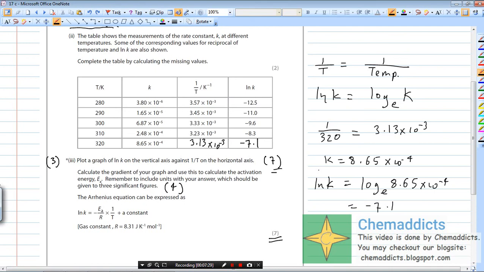Okay, so let's do it. Before plotting the graph, let us do a little bit of analysis of this data. Let us analyze this data given. Here it says ln k on the vertical axis, which is y, and 1 by t on the horizontal axis, which is x. So 1 by t should be on the x-axis and ln k on the y-axis.